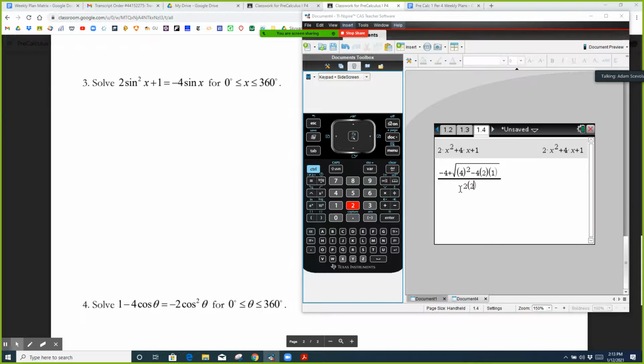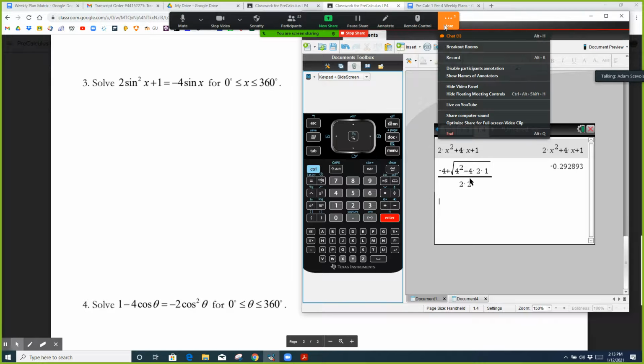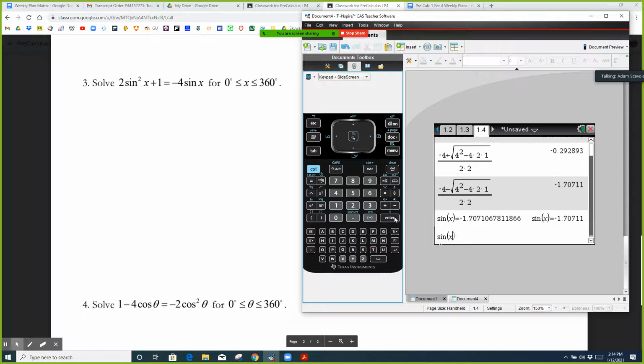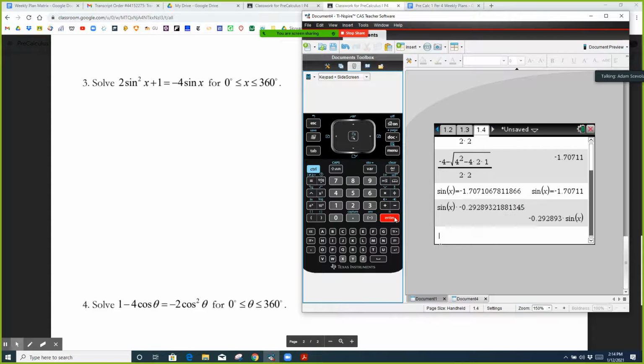So hit enter here, and we get one of our answers. All right, so there's one. So we have the sine of x could equal that. Or, remember, it's the quadratic formula, so it's plus or minus. It could be that. All right, now again, if we were dealing with tangent, it would be a different story. But with sine and cosine, they can only equal numbers between 1 and -1. So we're trying to solve, all right, the sine of x equals that, and the sine of x equals -0.29.